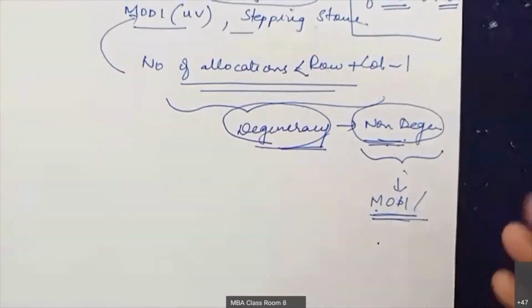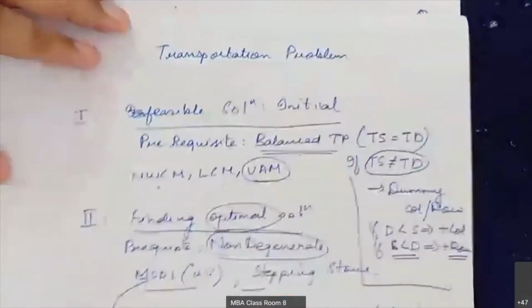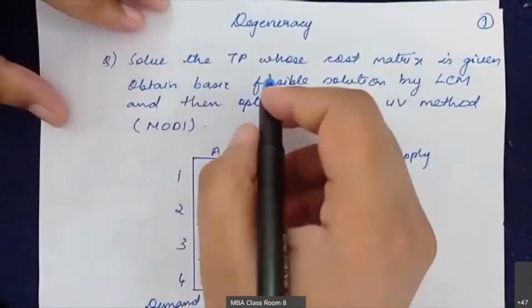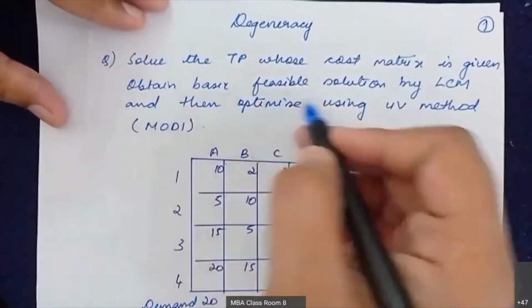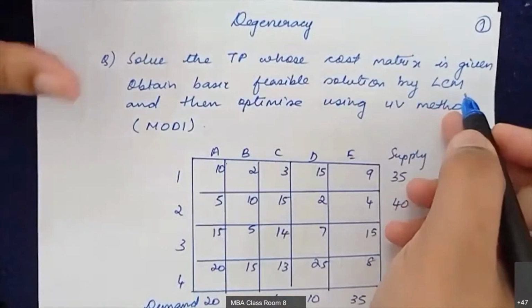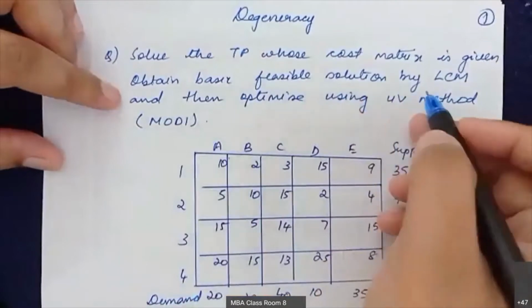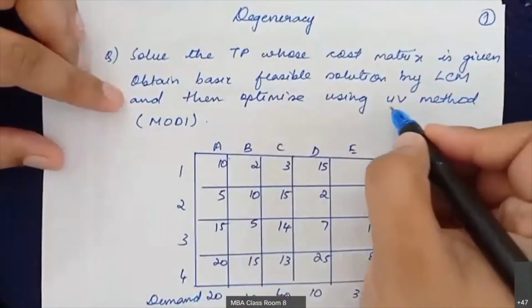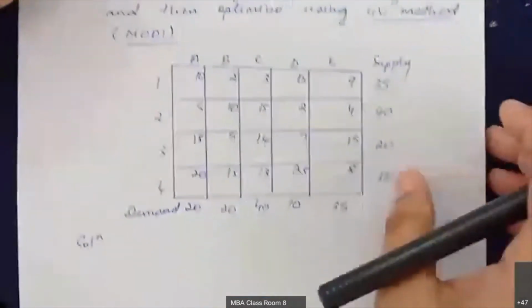Okay, so with that introduction, we'll go for today's problem, that is degeneracy. So here we have a problem. Just read the question with me. Please solve the transportation problem whose cost matrix is given below. Obtain the basic feasible solution by the least cost method. In the question itself, they have mentioned to find the initial feasible solution by the least cost method and then optimize using the UV method. The UV method is also called the MODI method, the modified distribution method.